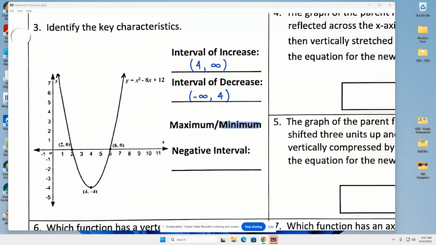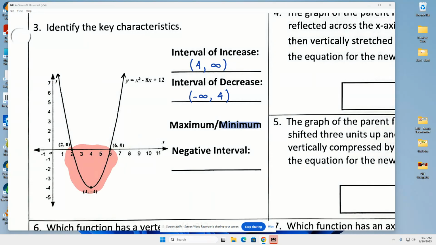The next thing, it says negative interval. Remember, positive and negative intervals are defined by where it is in relationship to that x-axis. Okay? Positive are all the values above it. Negative are all the values below it. So this one's specifically asking about the negative interval. The negative interval, of course, is all of this. This is the negative interval.